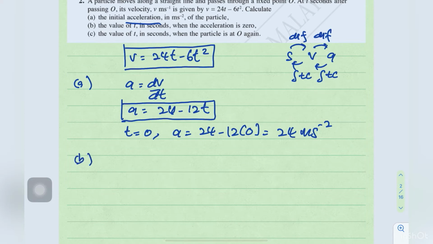Okay, (b), the value of t in seconds when the acceleration is 0. We are going to find t. So acceleration is 0, a equals 0. a is 24 minus 12t equals 0. Then t equals 2 seconds.